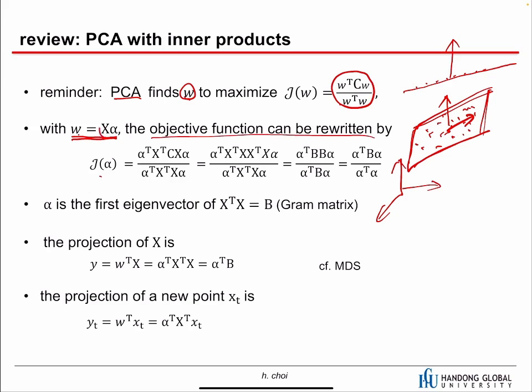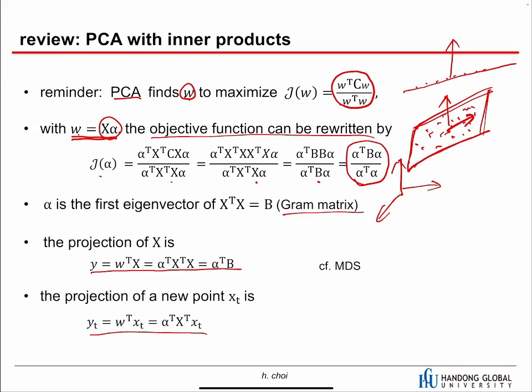Instead of W, we can use X alpha. Then we have this ratio, and alpha is actually the eigenvector of this Gram matrix, or inner product matrix. Then the projection of x can be given by this, and the projection of a new point x_t is given by this. This is what we know from PCA.